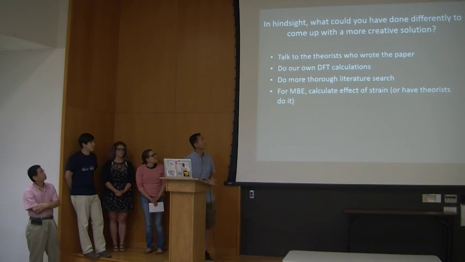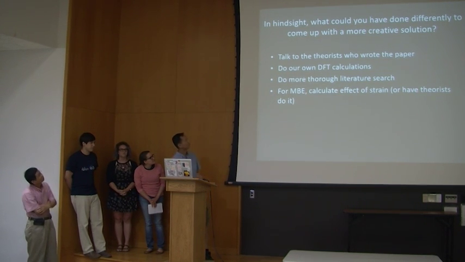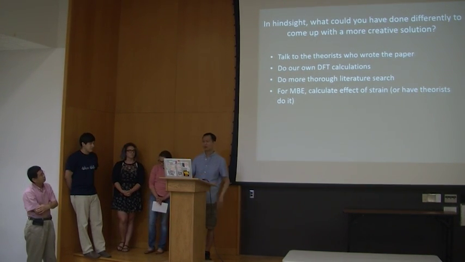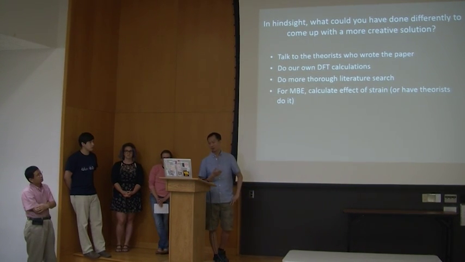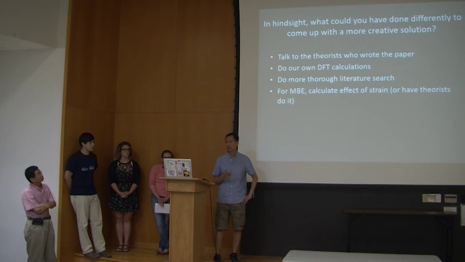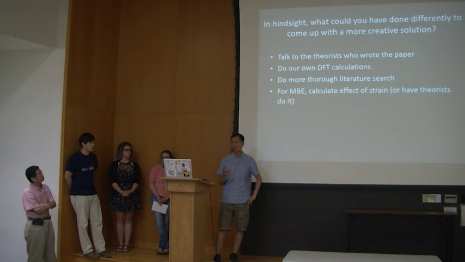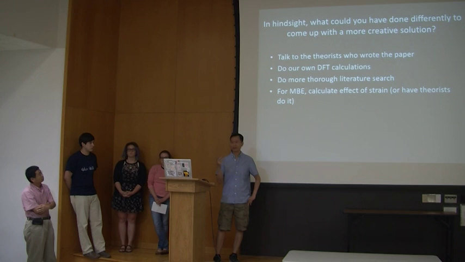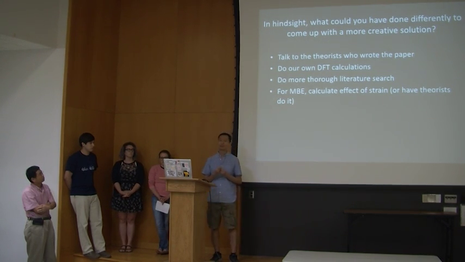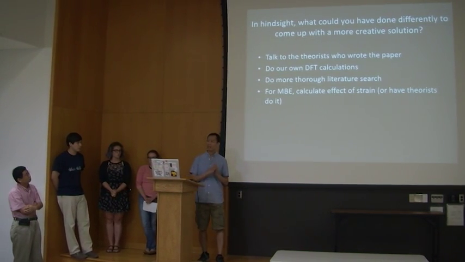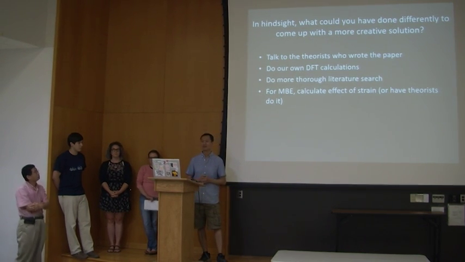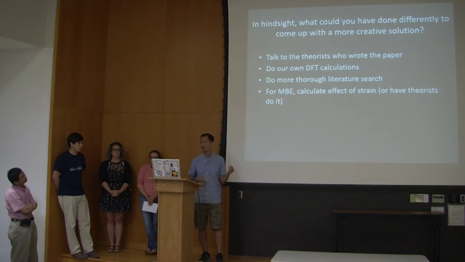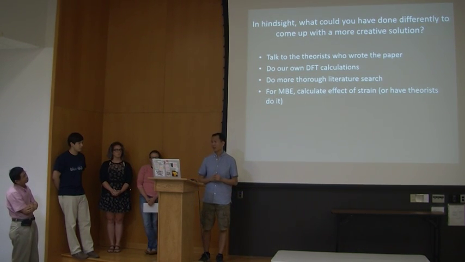Okay, in hindsight, what we could have done differently to come up with a more creative solution. We wrote a couple of points that we talked about, like we could talk to the theorists who wrote the paper to have a better understanding of what they did and try to see whether whatever they have done is really accurate. We can also seek another opinion, people who have similar expertise in theory. We could conduct our own DFT calculation. Some of the calculation is not too hard, as we have seen over this past week.